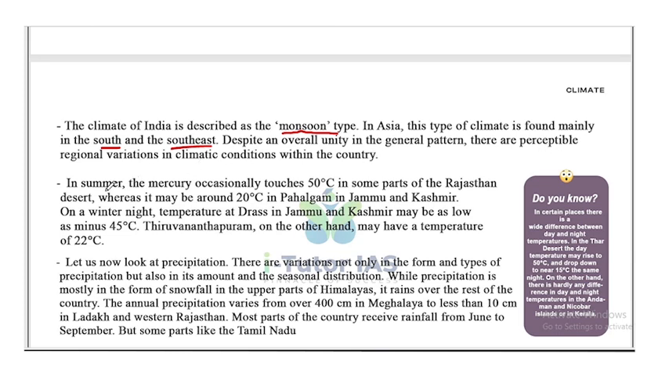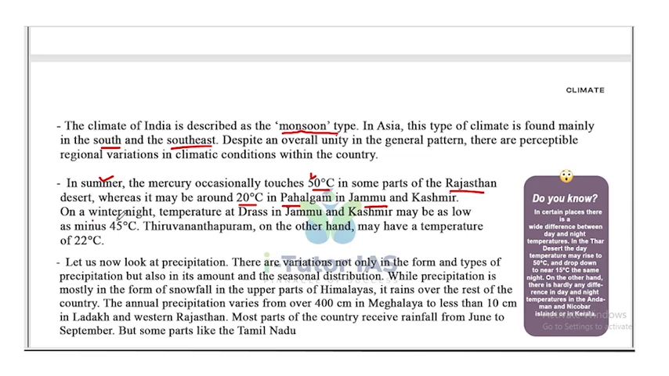In summer, the mercury, that is the temperature measurement scale, occasionally touches 50 degrees Celsius in some parts of Rajasthan. That's a high temperature, whereas it may be around 20 degrees Celsius in Pahalgam in Jammu and Kashmir.